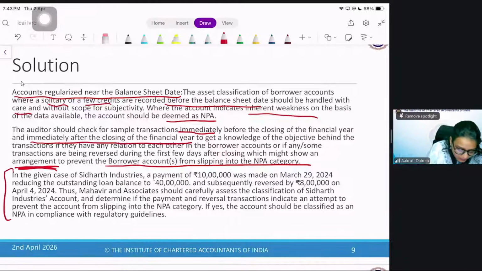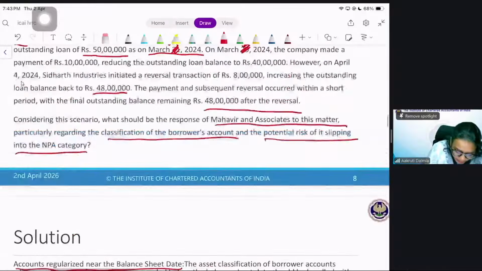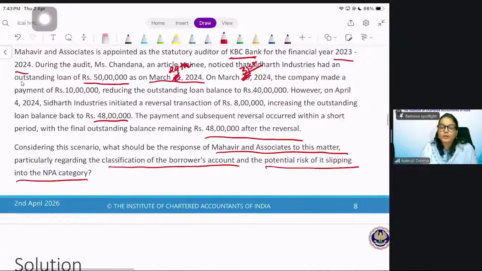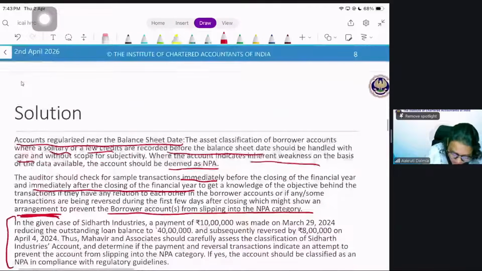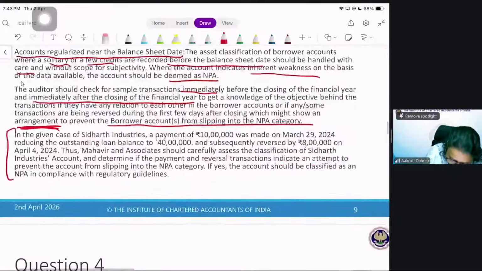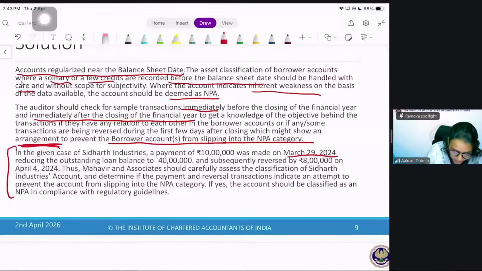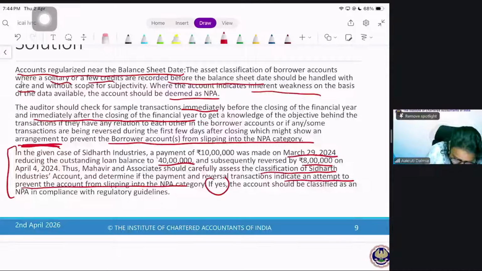Now you give the given case. Why do we have to give the given case? Because we have to tell what to do in the present case. So the conclusion will come. In the given case, a payment of rupees 10 lakh was made on 29, reducing the outstanding balance to 40 lakh and subsequently reversed by 8 lakhs on April 4. Thus, Mahavir and Associates should carefully assess the classification of Siddharth Industries and determine if the payment and reversal transactions indicate an attempt to prevent the account from slipping into NPA. If yes, then the account should be classified as NPA.